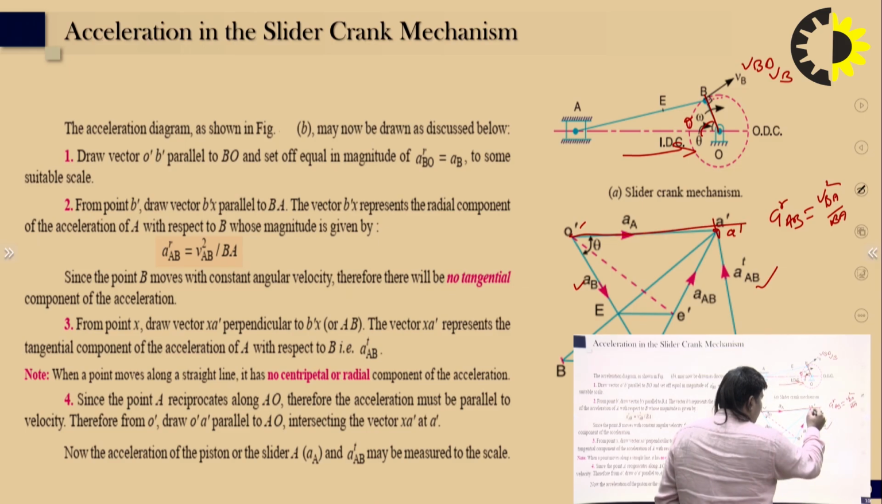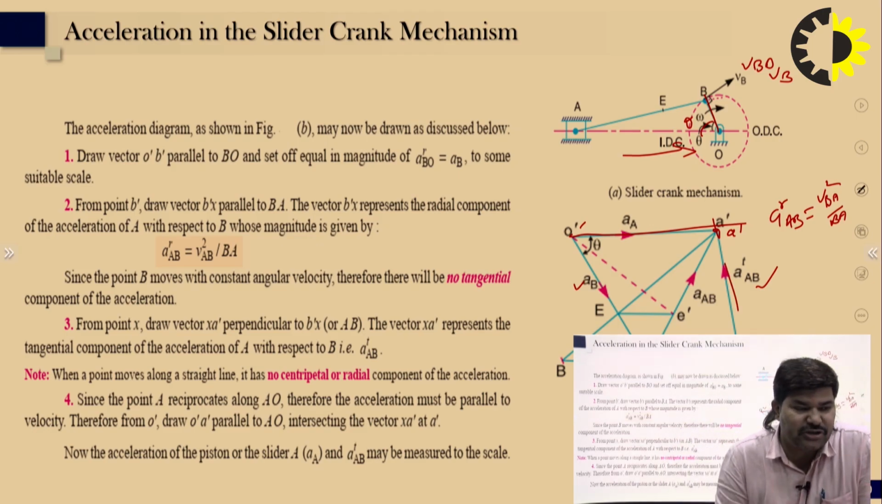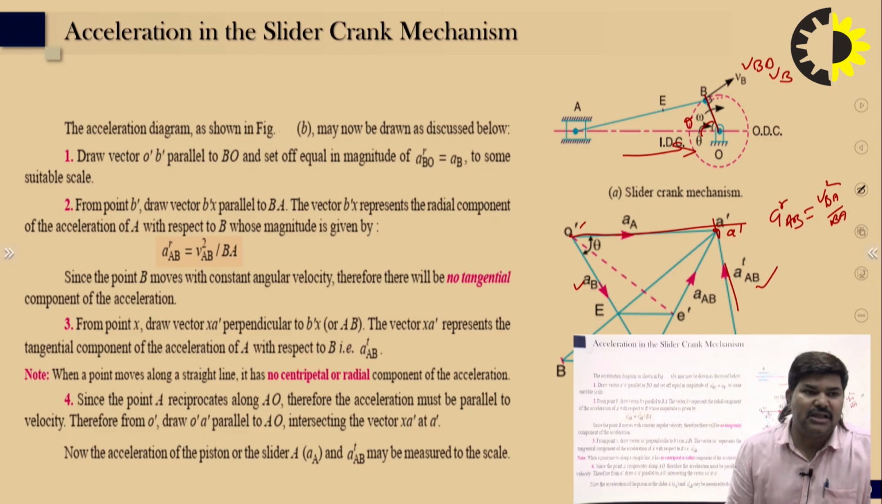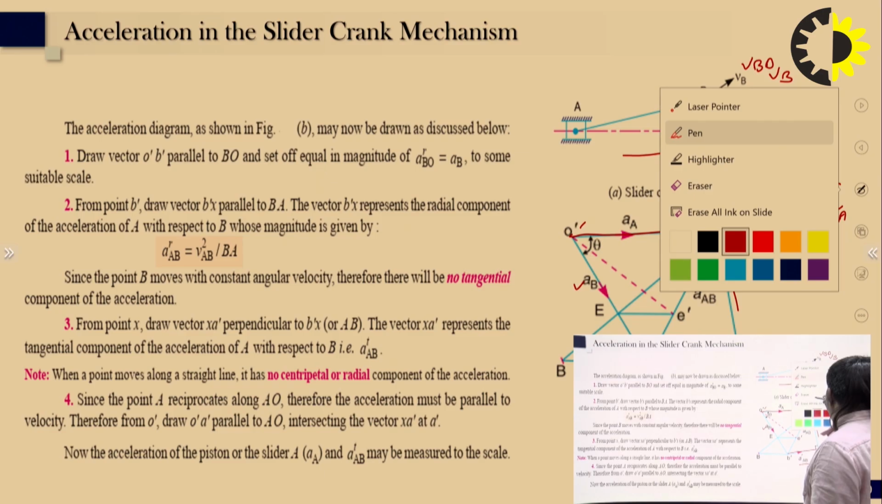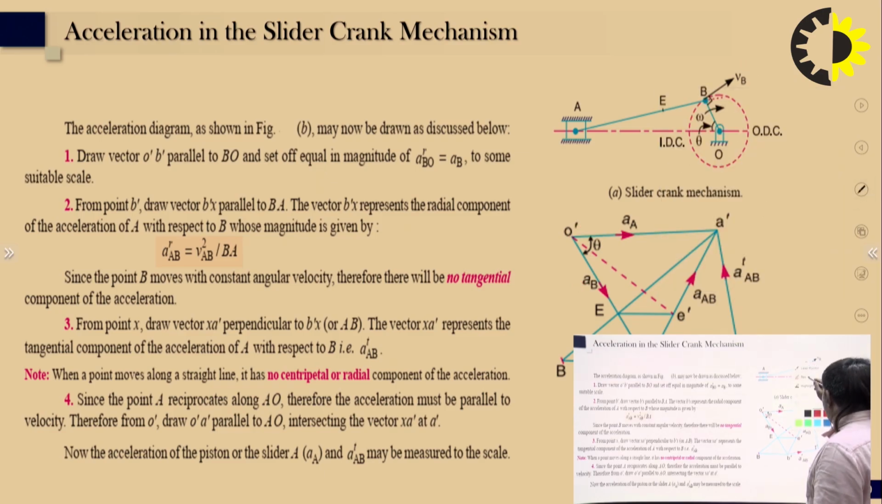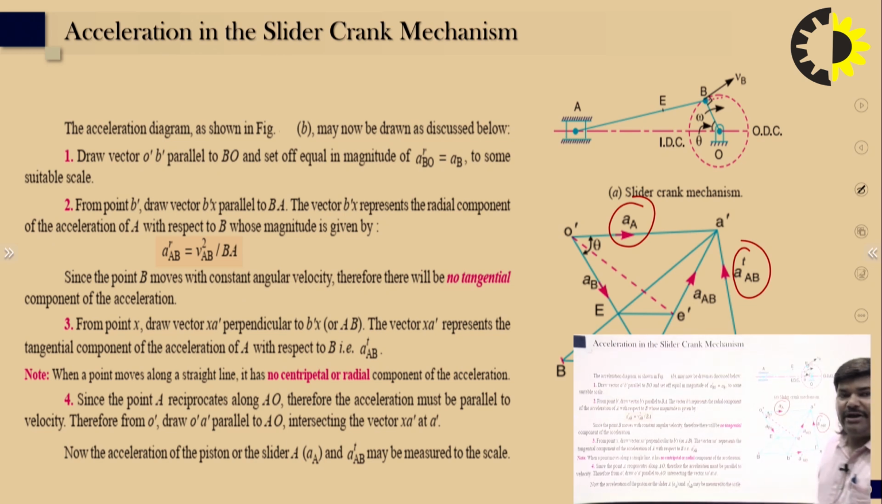So this is the complete acceleration diagram, and now the acceleration of the piston or slider A and the tangential acceleration may be measured through the scale. So we can measure the tangential acceleration, right? We can measure the acceleration of slider A. So we can find it out.